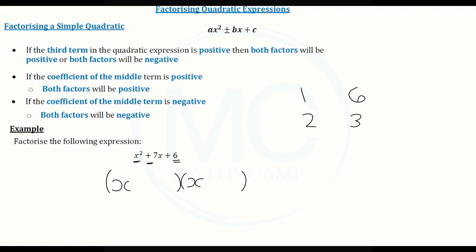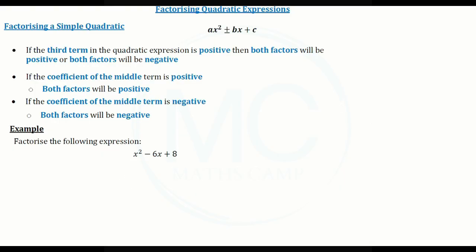So we can say positive 1 plus 6, and we get 7. Positive 2 plus 3, and we get 5. From this, we can see the factors 1 and 6, when added together, give us 7. So these will become the constants in the bracket, and our brackets will look like this.